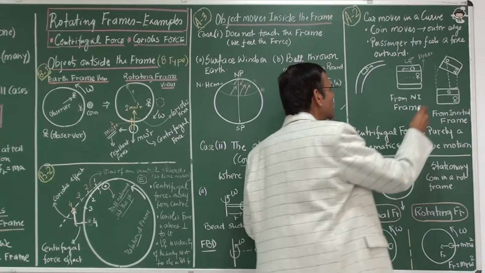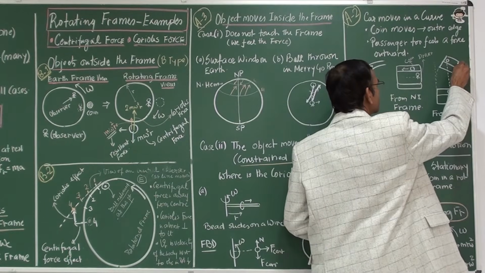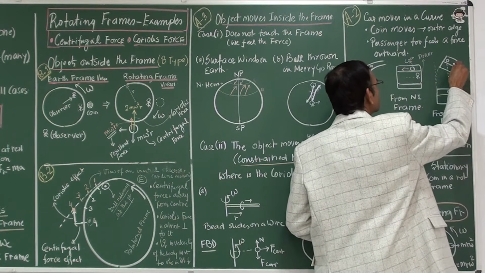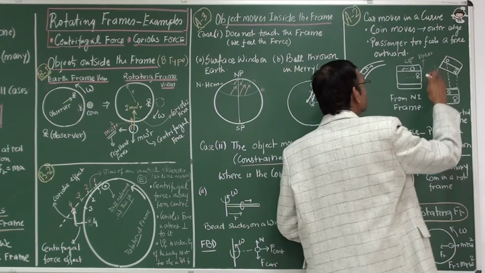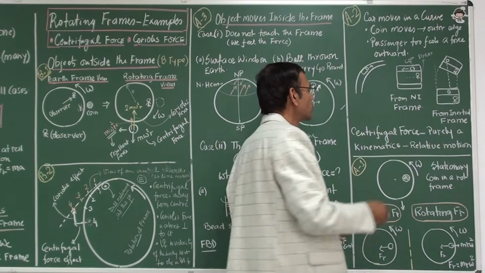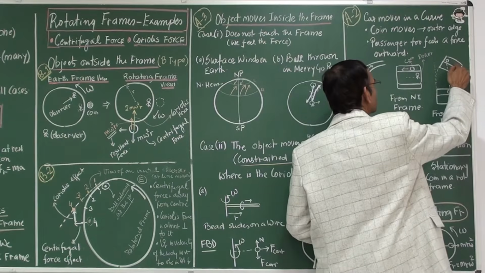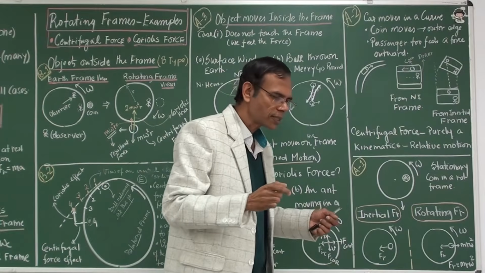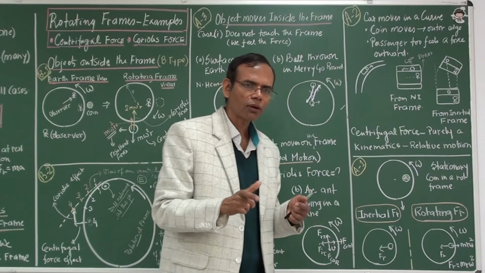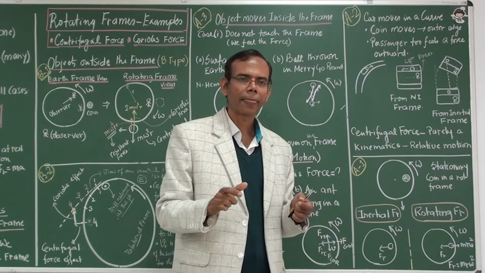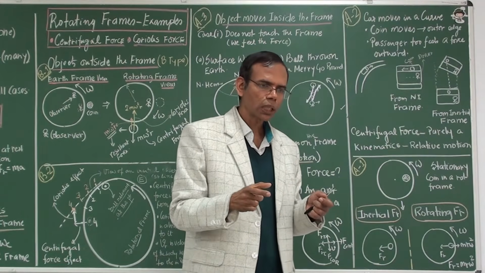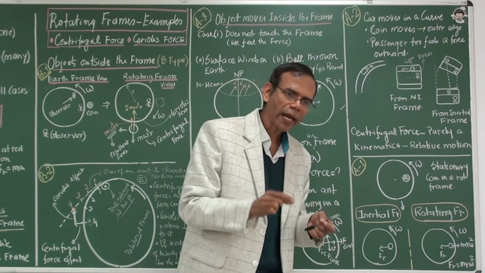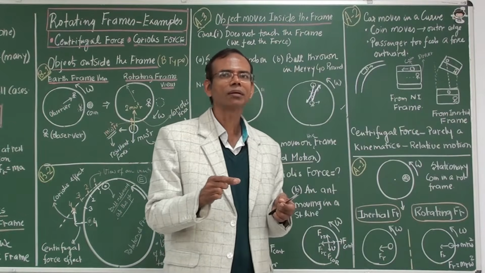So what will happen? This coin, which was basically here, this was the initial position, will move towards the outer edge, and that is what it will see. Wherever it was initially, it moves towards the outer edge. So it is just a matter of relative motion, the relative motion between the rotating frame and the body or the object that we are observing.